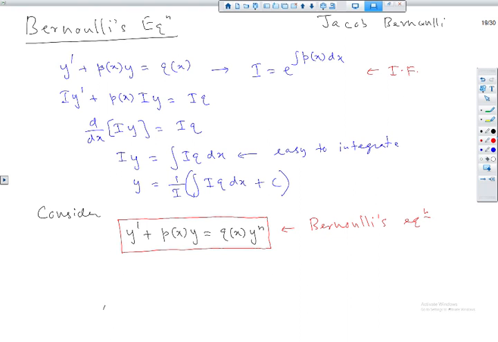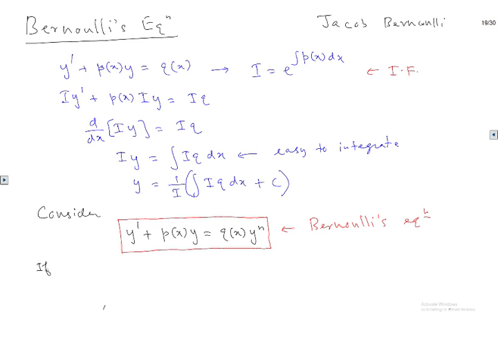Let's talk about a few cases. For example, if n equals 0, your equation becomes y prime plus p(x) y equals q(x). This is simple first order linear, so we can apply the integrating factor method for this one. So if n equals 0, it's just a basic first order linear.